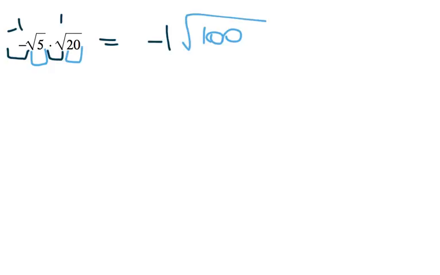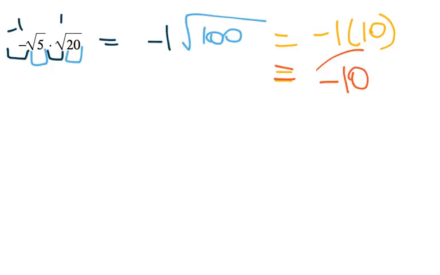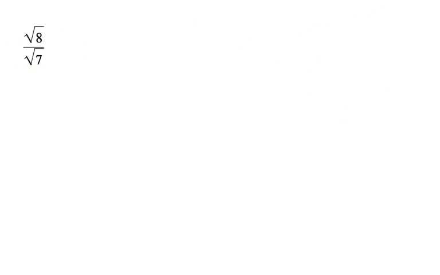And now we simplify this. Square root of 100 is 10. So we have -1 times 10. And this gives us a final answer of -10. Let's try dividing.